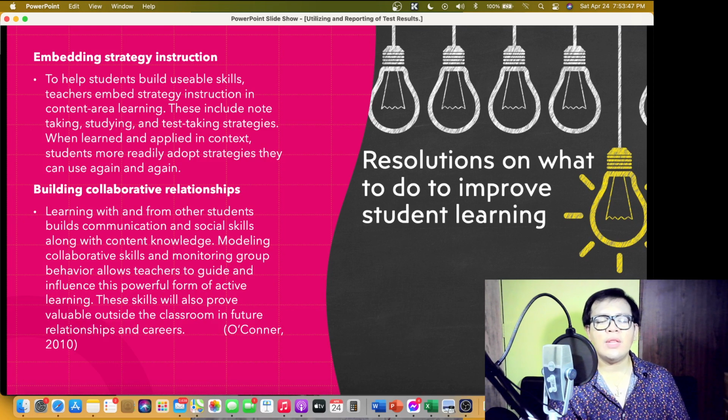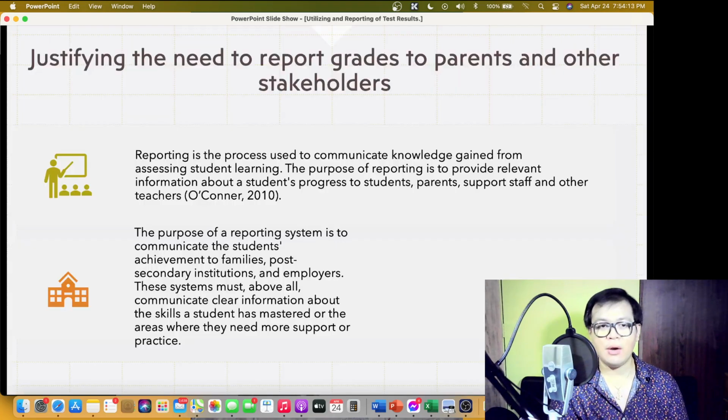And also building collaborative relationships. It's very important that learning with and from other students builds communication and social skills, along with content knowledge. Modeling collaborative skills and monitoring group behavior allow teachers to guide and influence this powerful form of active learning. And these skills will also prove valuable outside the classroom in future relationships and careers.